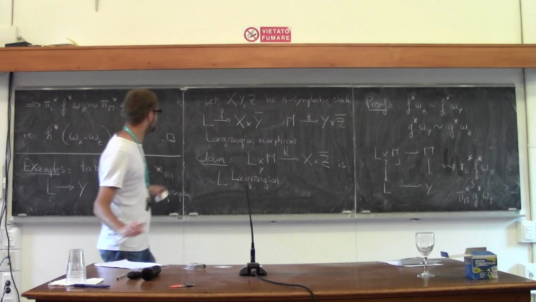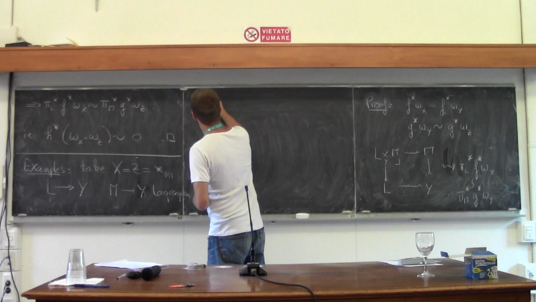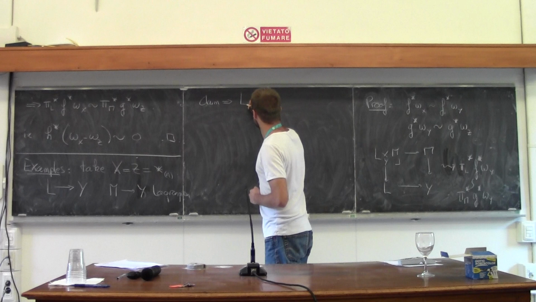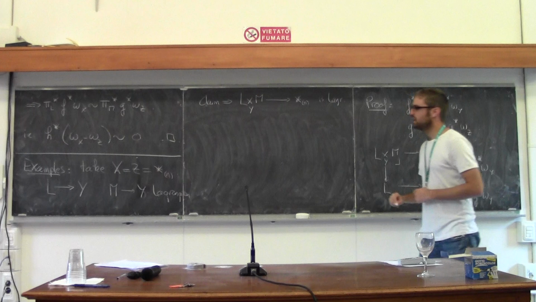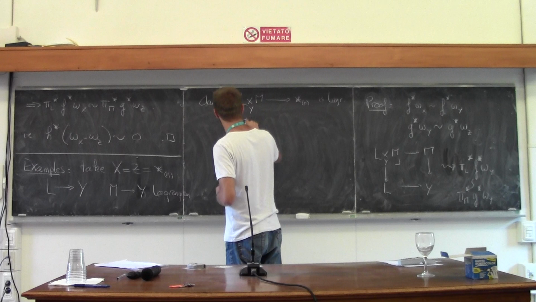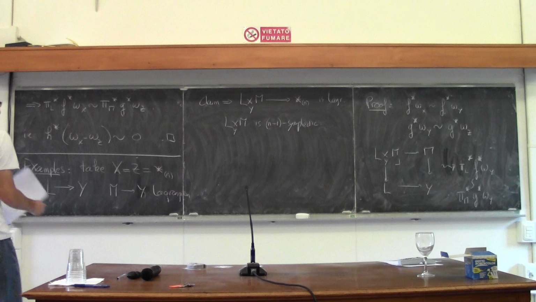Then our claim implies that L cross M fibered over Y, mapping to the point equipped with its anti-symplectic structure, is Lagrangian. And using the exercise, it just tells you that L cross Y over M is actually n minus 1 symplectic. Okay, so let me give two applications just of that consequence of the claim.